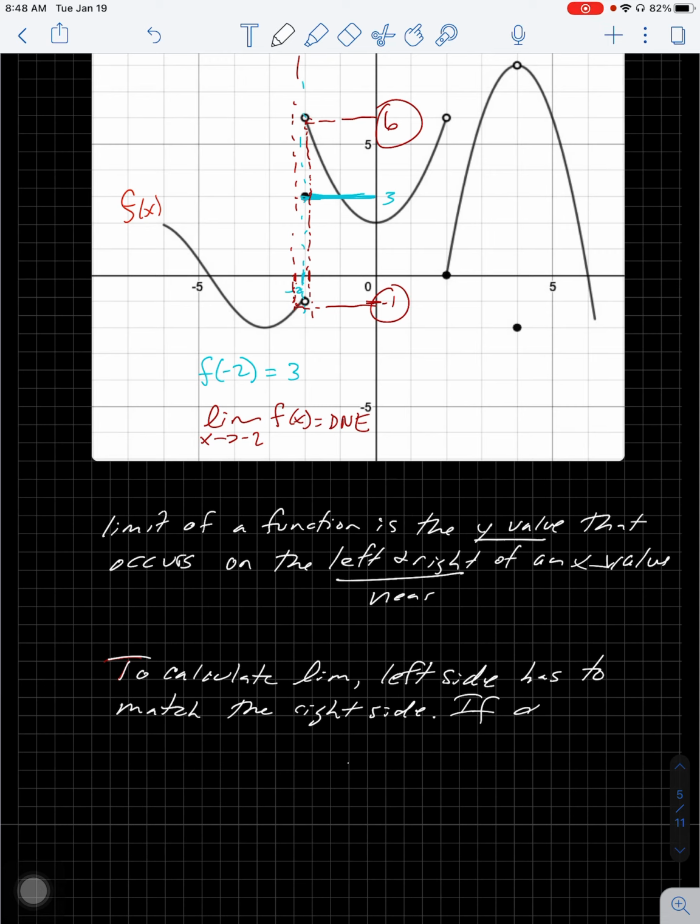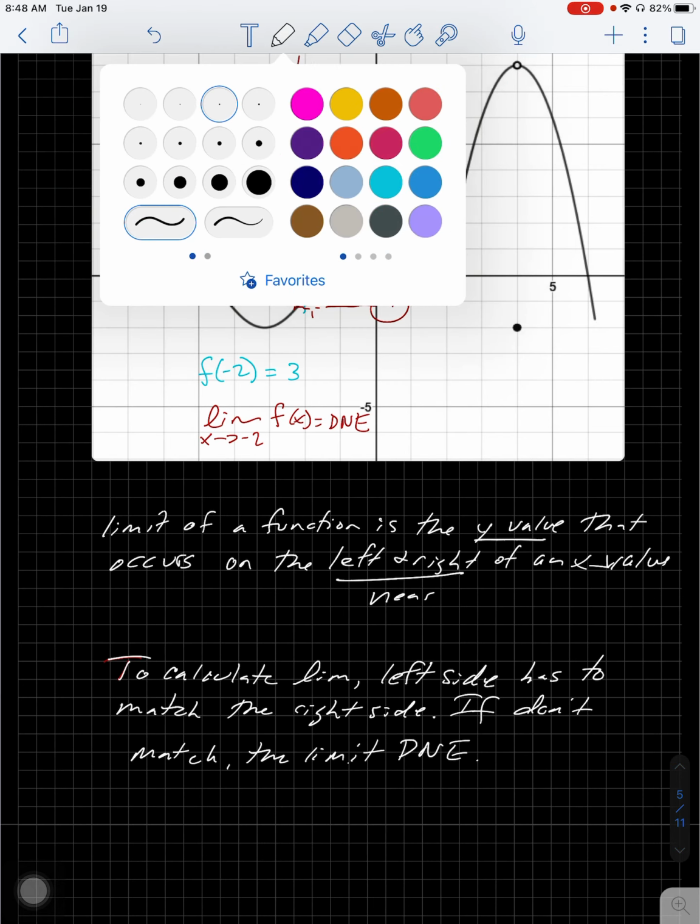If they don't match, the limit does not exist. Okay? So in this situation at -2, the limit doesn't exist, but it's kind of disappointing just to leave it at that because I did come up with some numbers. So is there a way we can talk about what's happening there? And the answer is yes.